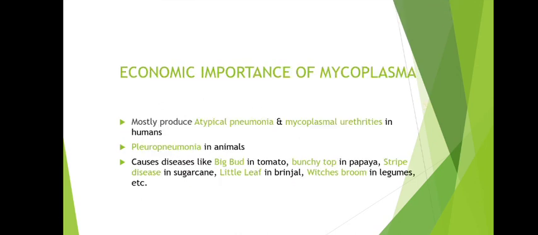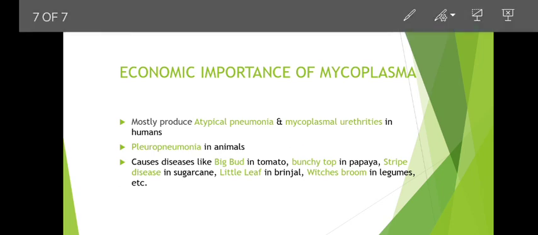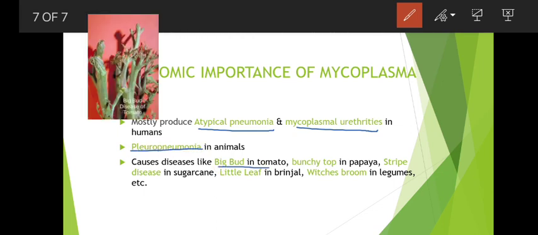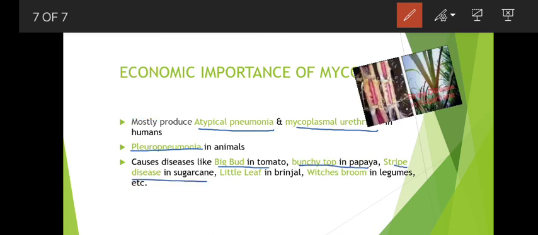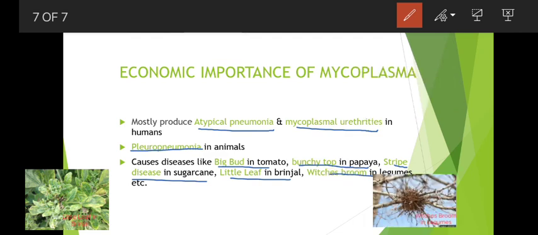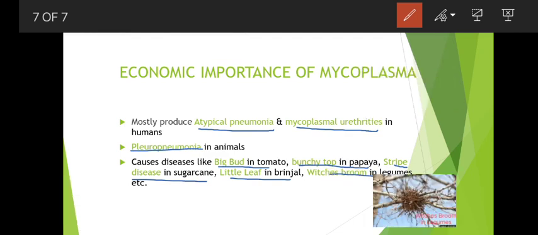Now we come to the economic importance of Mycoplasma. They are very economically important as they mostly produce atypical pneumonia and mycoplasmal urethritis in humans, pleuropneumonia in animals, and cause big bud in tomato, bunchy top of papaya, stripe disease in sugarcane, little leaf in brinjal, witch's broom in legumes, etc. So this was all about the mycoplasma.